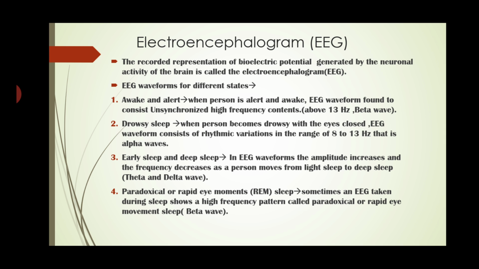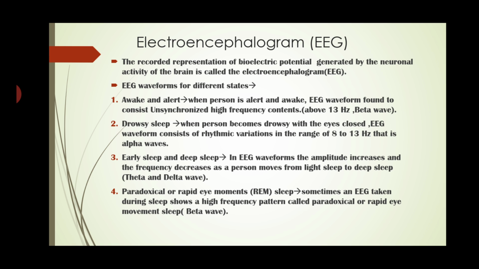Next we will see the electroencephalogram. The recorded representation of bioelectric potential generated by the neuronal activity of the brain is called the electroencephalogram, that is EEG. EEG waveforms for different states. First state is awake and alert. When a person is alert and awake, the EEG waveform is found to consist of asynchronized high frequency contents, above 13 Hertz, and it is considered a beta wave.